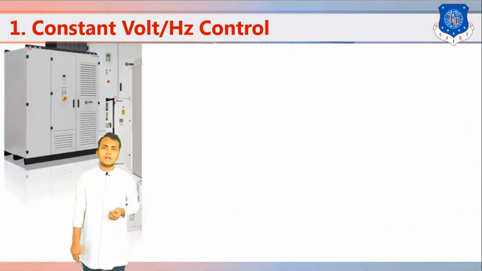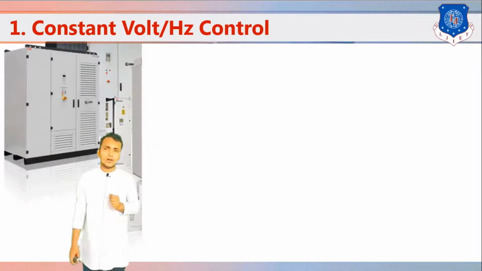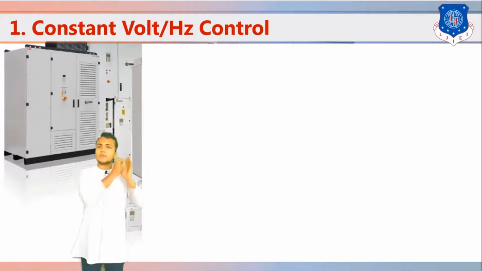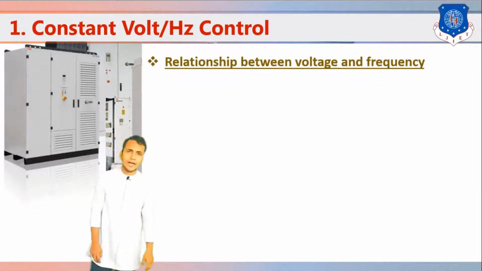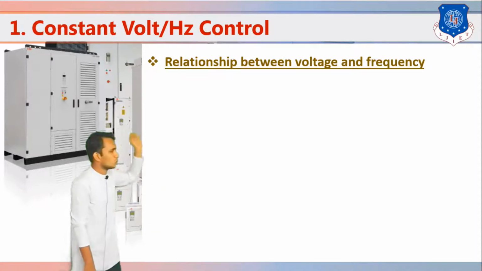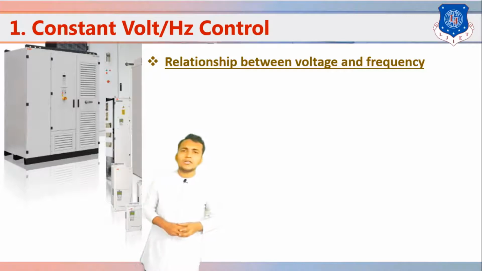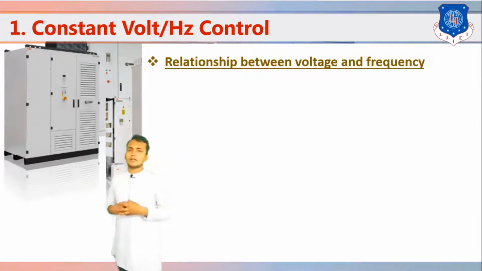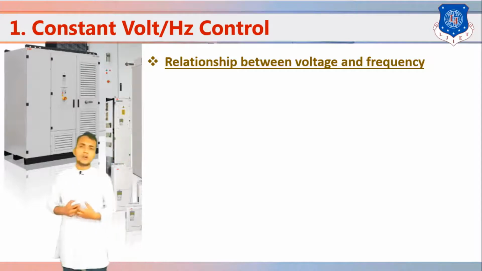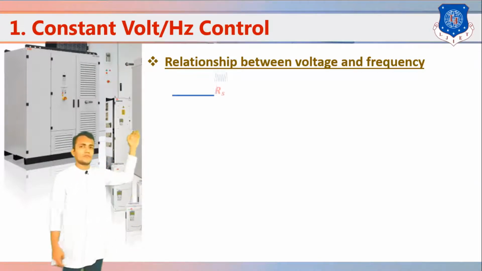Now let us start the first method, that is the constant V by F control method. That is the most important topic for this chapter. So let us start. First of all, we have to draw the figure for the dependence between the voltage and frequency. So we have to write a relation between frequency and voltage, and we have to draw some figures.